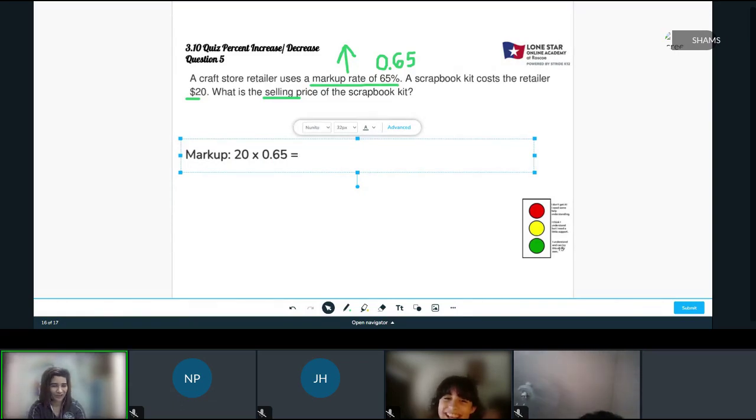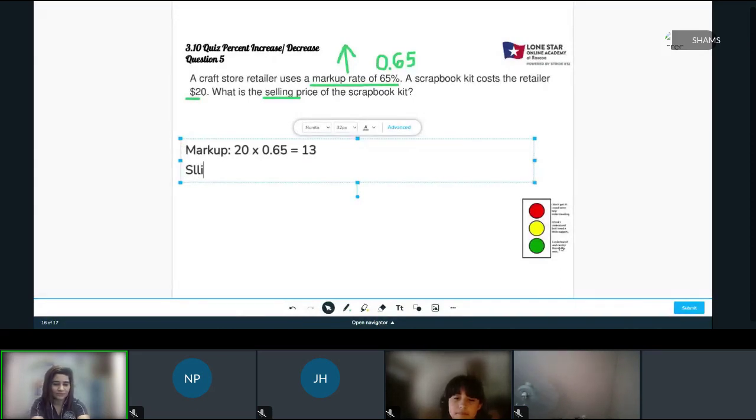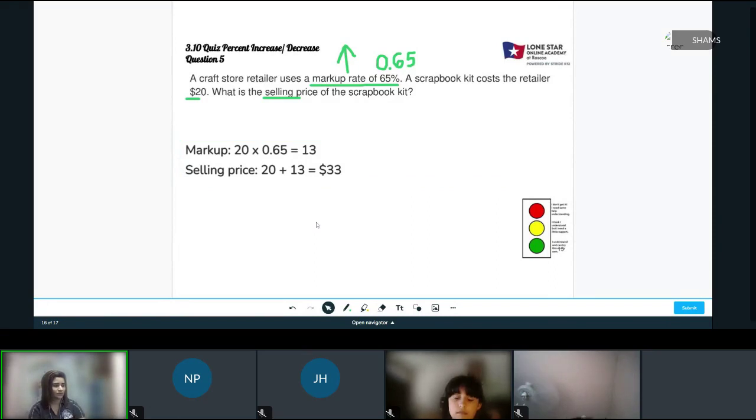Very good. It is going to be $13. Easy one, right? So after you know the markup is going to be $13, you want to find the selling price. Selling price is the $20 plus the profit margin the storekeeper keeps. So overall, how much is going to be the selling price? Selling price is going to end up to be $33. Absolutely correct.